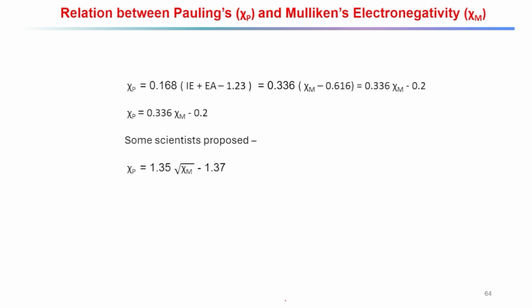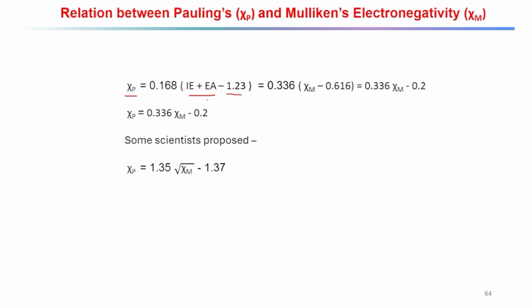Now let's see the relation between Pauling's electronegativity and Mulliken's electronegativity. So the relation is given as chi p, meaning Pauling's electronegativity, is equal to 0.168 times the ionization energy plus electron affinity of the atom, minus 1.23. So if we subtract this 1.23 from this ionization energy and electron affinity value, and then multiply it with 0.168, we get Pauling's electronegativity.